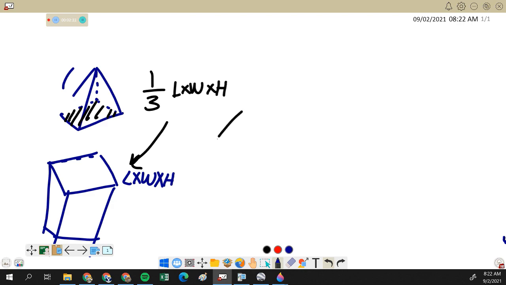If you had a triangular pyramid, then the volume is 1/3 times the base times the height. And you'd have to use the triangular area formula to figure out what the base is.